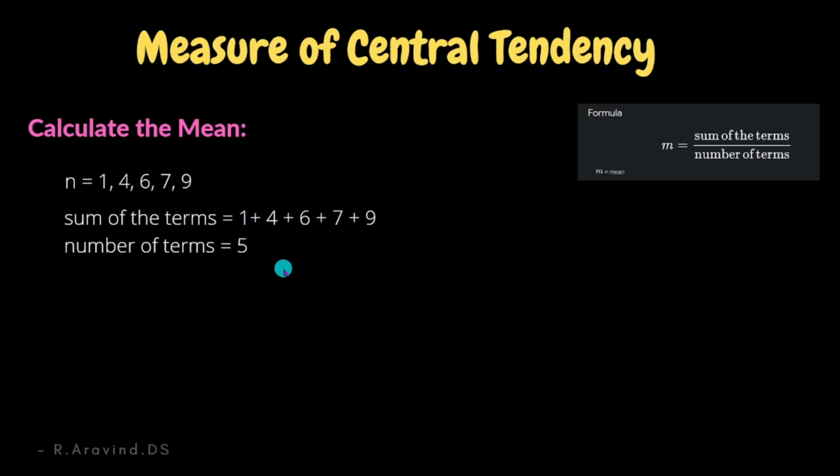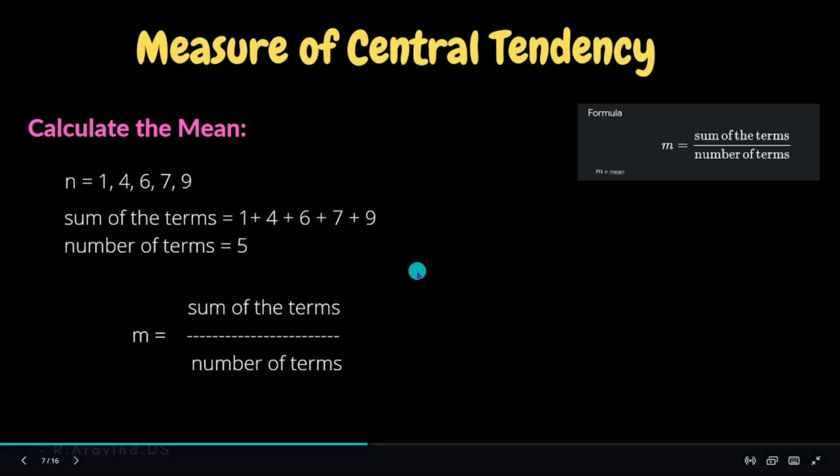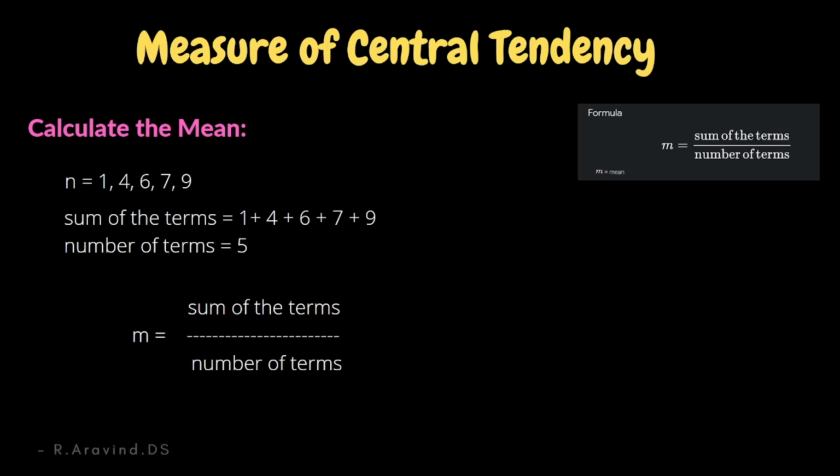Okay, so I hope you have calculated the mean. Then let's go ahead. So this is the formula: sum of terms divided by number of terms. Now I'm calculating the formula. So it's 27: 1 plus 4 plus 6 plus 7 plus 9 is 27, then divided by 5. So the average value is 5.4.